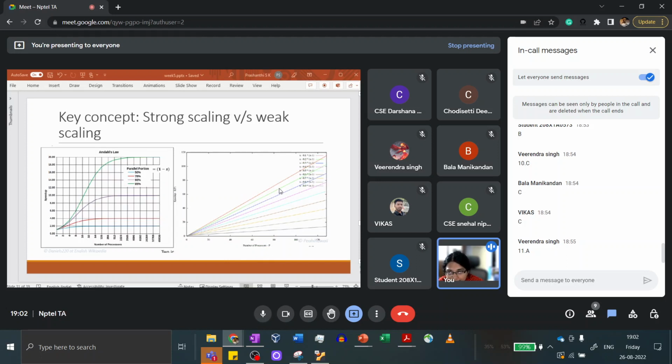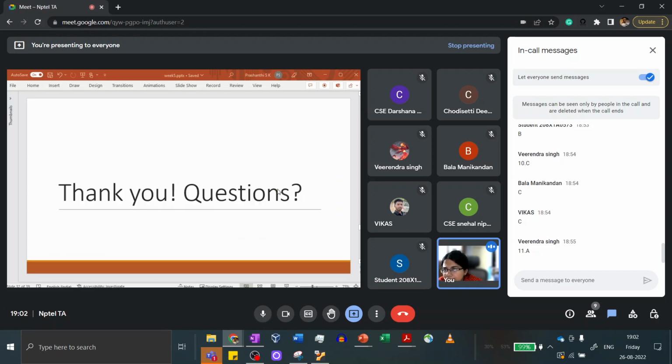Like I said, in practice the speed up might be slightly lesser due to other effects, but this is something that's nice to know. It's not strictly part of your syllabus, but since you have strong scaling, it's good to know that there is another kind of scaling called weak scaling, right?